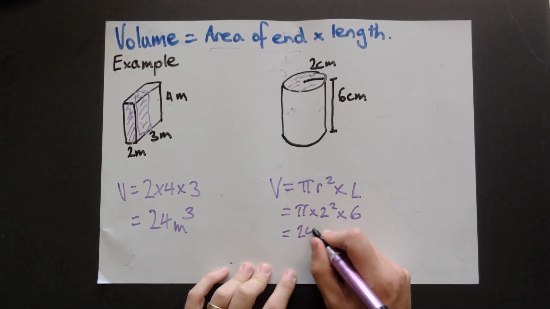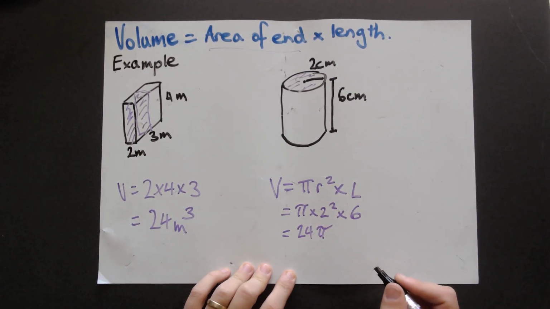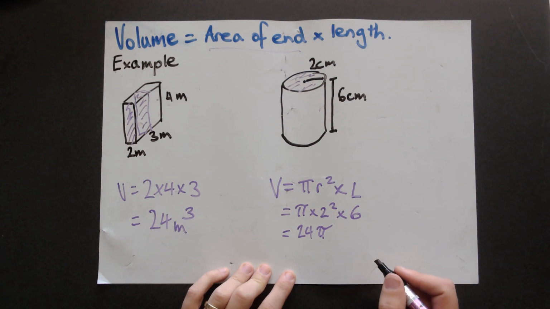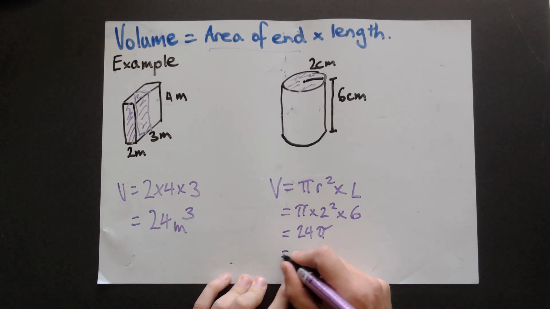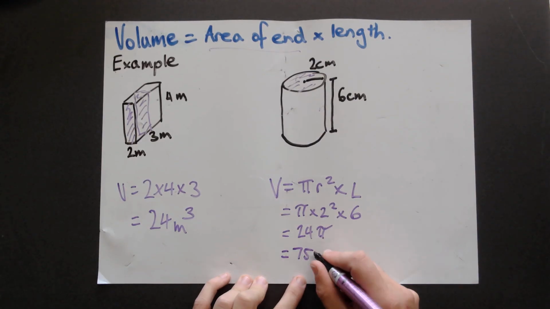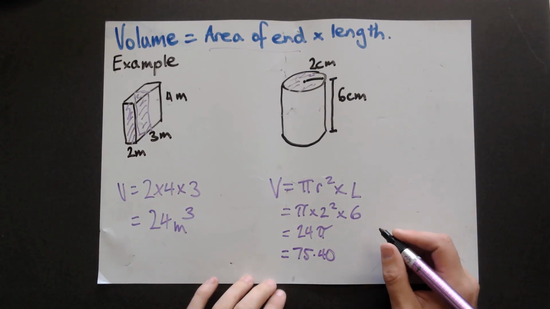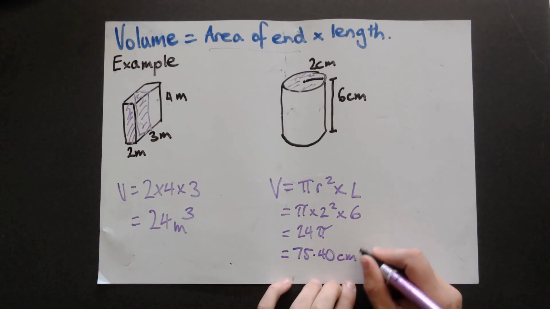us 24 pi. Right, and when we pop that into our calculator, we're going to have it spit out 75.40 to 2 decimal places centimeters cubed.